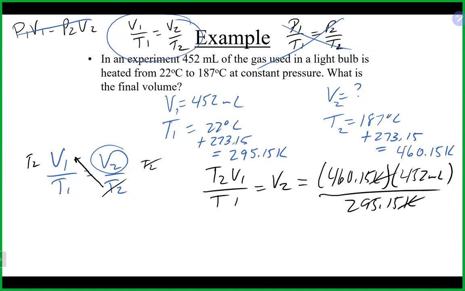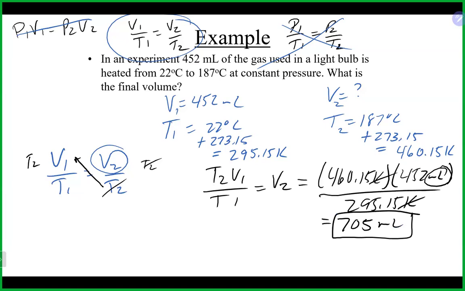295.15. Kelvins are going to cancel. That's going to leave us milliliters for our units. So that's going to be 460.15 times 452 divided by 295.15. That's going to get us about 705 milliliters in this particular case.